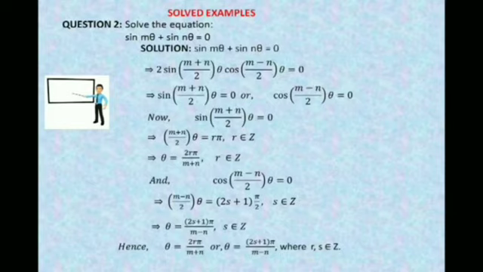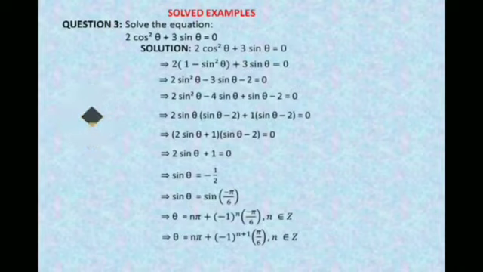Here m and n are already there in the question, so we take another variable s here. So (m minus n)/2 into theta is (2s plus 1) into pi by 2. We can get the theta, both the thetas taken, and we will get the angles satisfying the given equation.